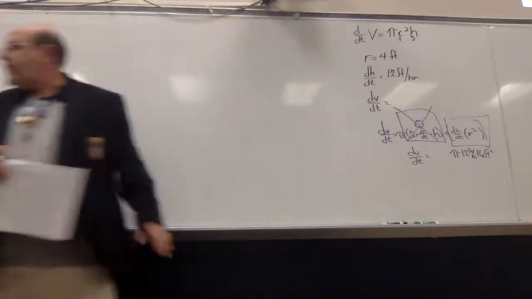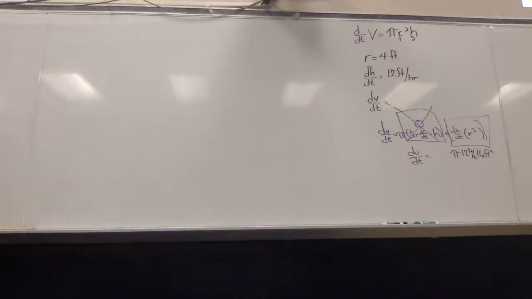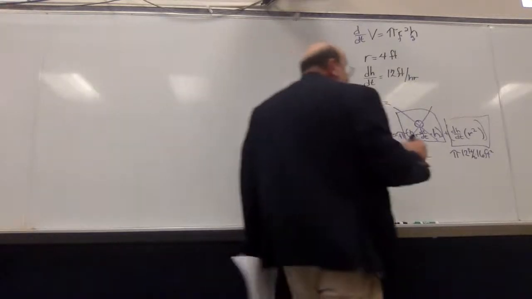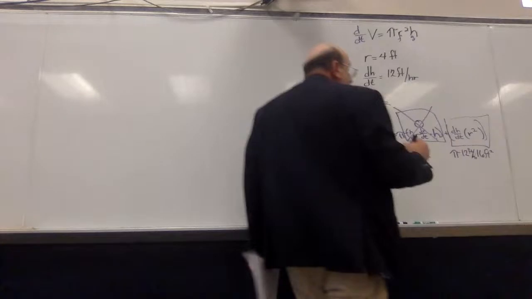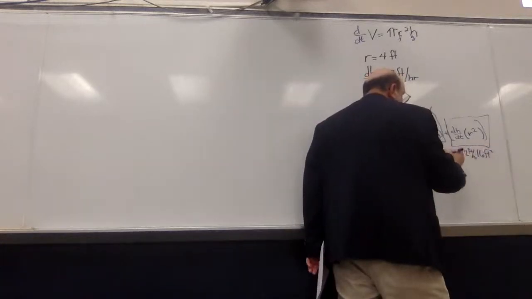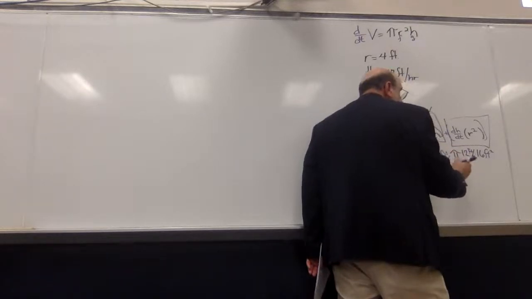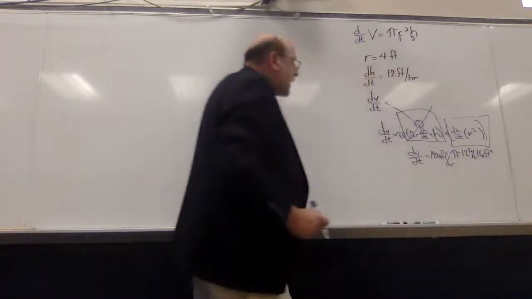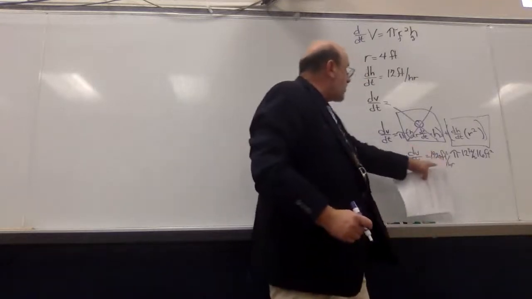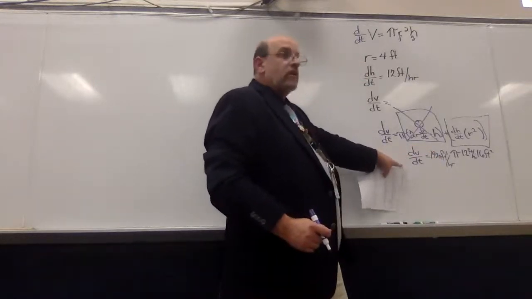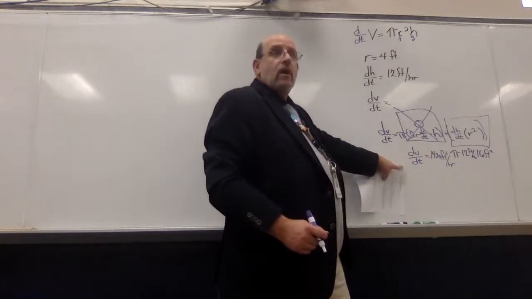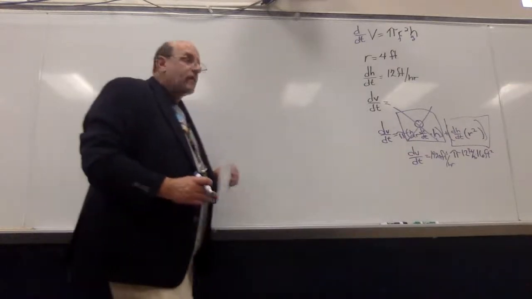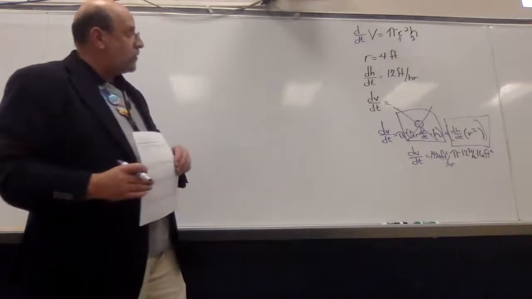What did I say? 192. So feet squared times feet per hour is feet cubed per hour, and then I have 192 pi. Look at that. So I have my cubic feet per hour, which is volume to time. 192 pi cubic feet per hour.